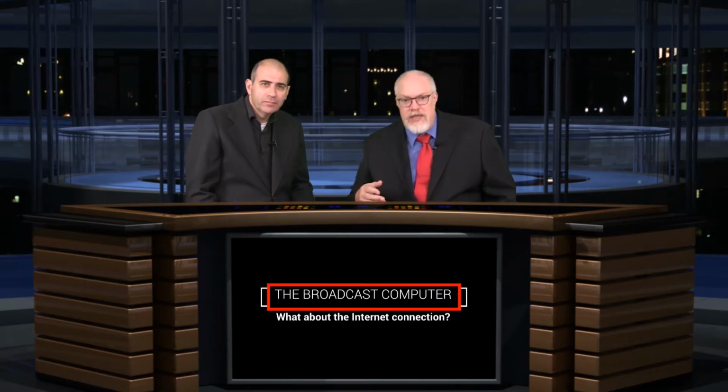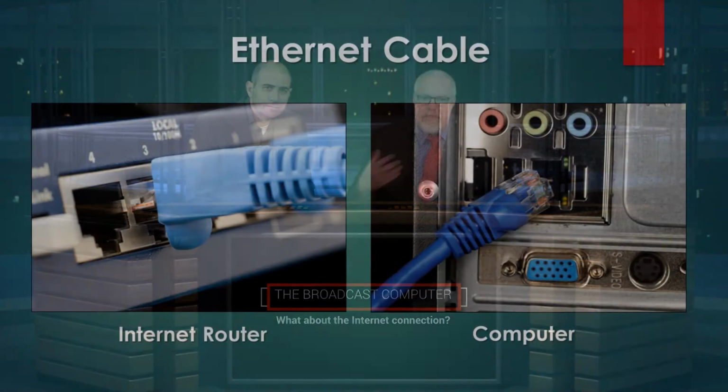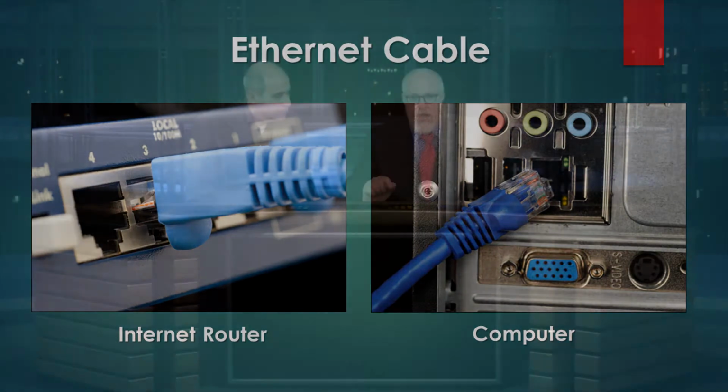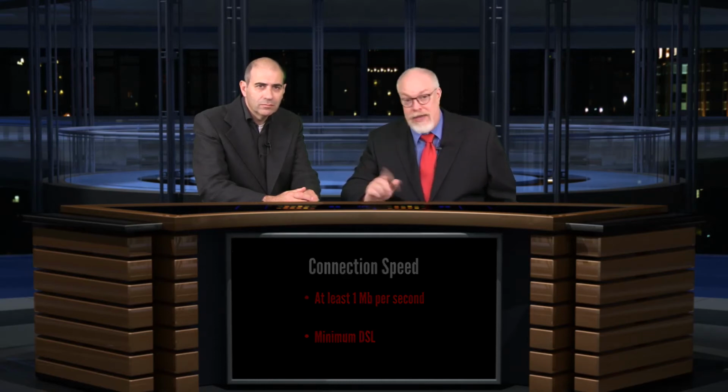What about an internet connection, Bob? Well, we strongly suggest that you connect your computer to your internet router by Ethernet cable rather than by wireless. This will make service disruptions and loss of quality much less likely. We recommend a connection speed of at least 1 megabit per second, and where you can, get at least a DSL connection or better.